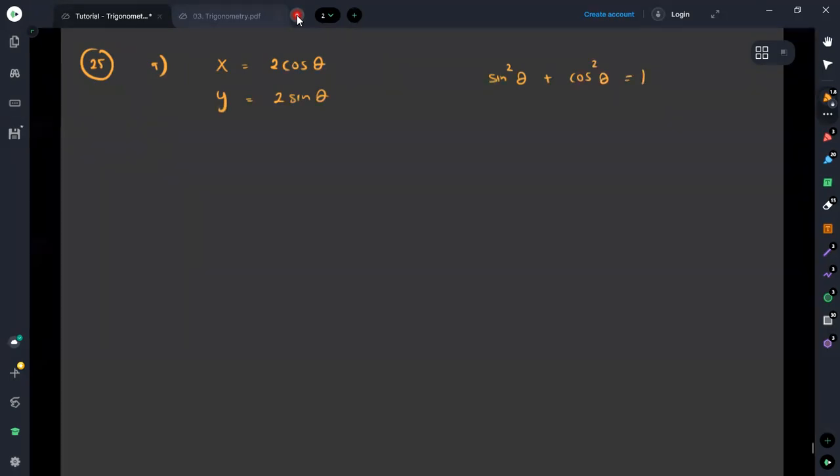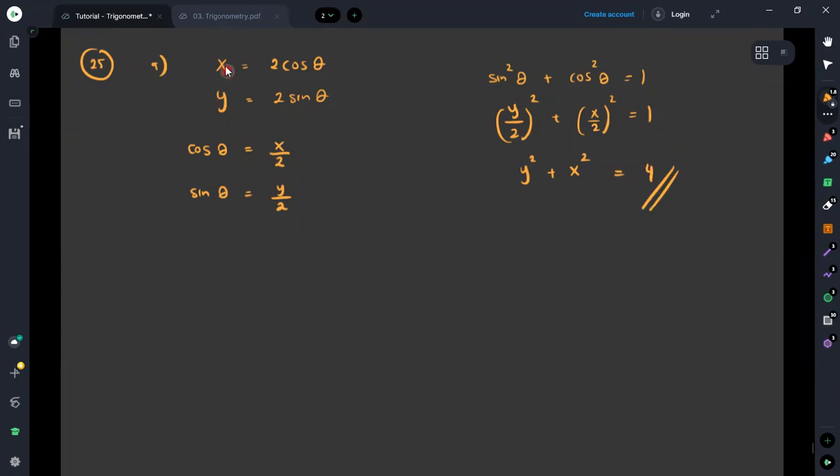Now, using these equations, first we will subject cosine theta. It would be x over 2. From the second equation, sine theta would be y over 2. Therefore, we can replace sine theta and cosine theta. Then (y divided by 2) squared plus (x divided by 2) squared equals 1. Now we have removed sine theta and cosine theta from the given equations. If you solve this, we will get y squared plus x squared equals 4.